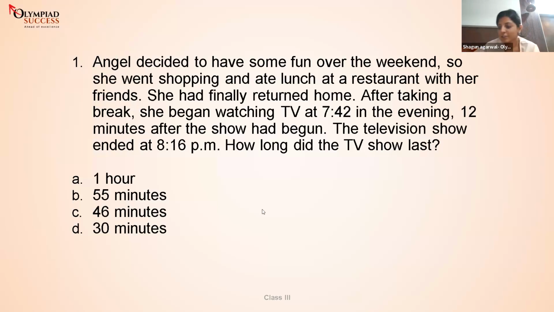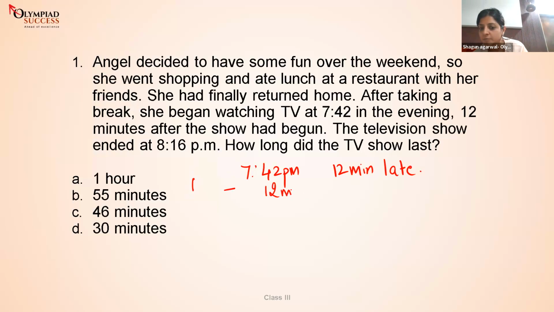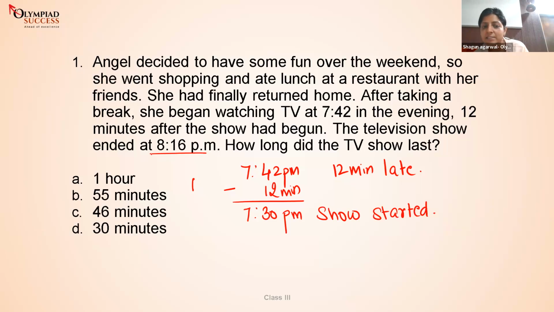So as Nyara correctly told us, the answer is 46 minutes. Let's look how. Now she began watching TV at 7:42 p.m., which they're saying is 12 minutes late. She started watching the TV 12 minutes late. That means the show had already started 12 minutes earlier. So we will minus 12 minutes from here, which will give me 7:30 p.m. That means the show started at 7:30. This is when the show started. And then they're saying that the show ended at 8:16 p.m. So it starts at 7:30 and it ends at 8:16, both being p.m.